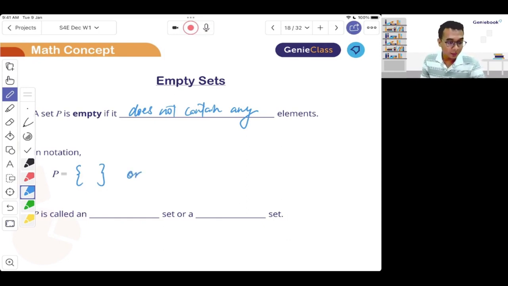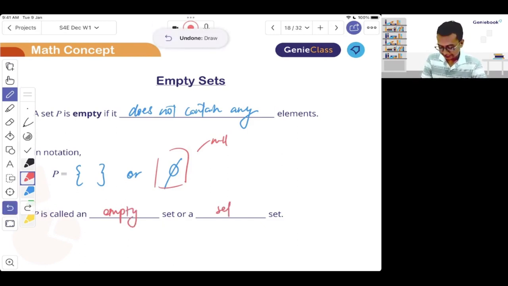Now, there's an alternative way to present it, which is using another symbol, like a 0 or a circle with a forward stroke. This symbol also has a special name, which is the null symbol. Therefore, P can be called an empty set. It can also be called a null set, and they both mean the same thing. So take note, both representations are fine to represent an empty set.